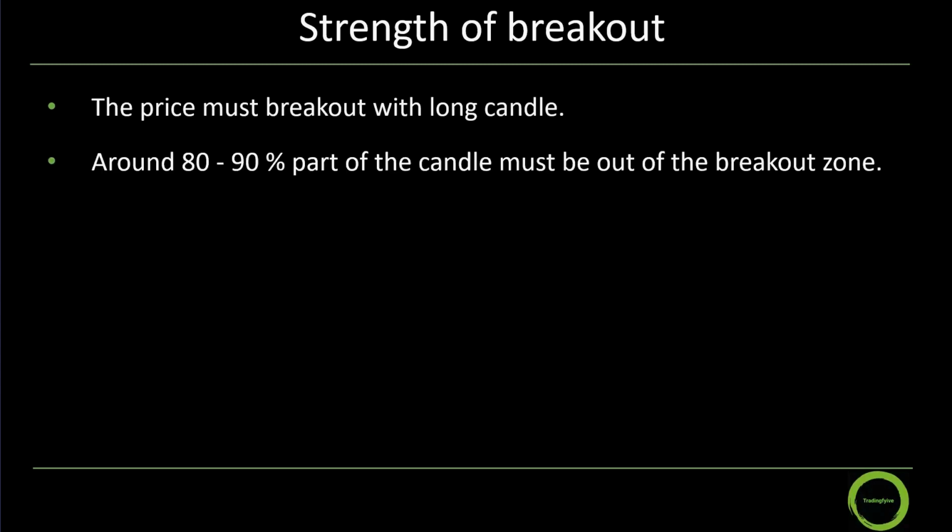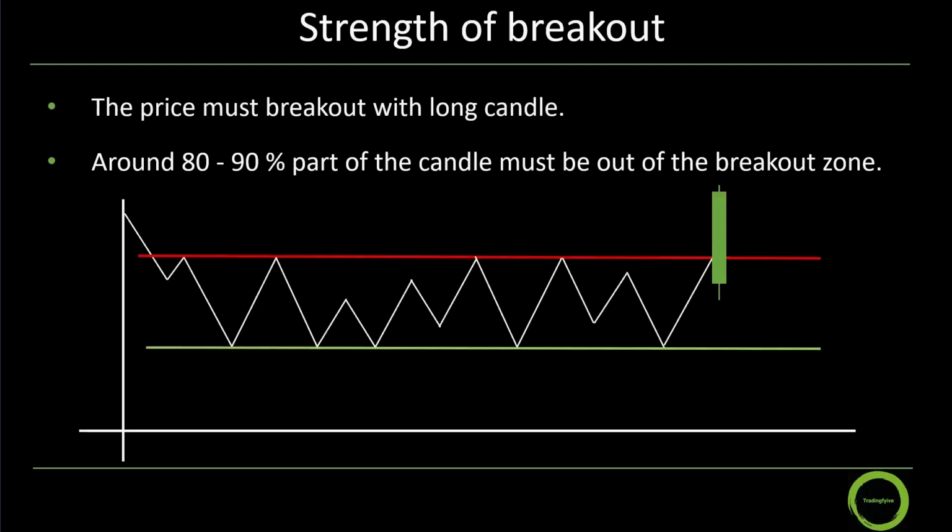The second rule is that around 80 to 90% of the candle must be out of the breakout zone. Yes, it is compulsory that most of the candle should be out of the breakout zone. That means out of the box, which looks just like this. You see this breakout candle. It is satisfying both of the rules. Is the candle a long candle? Yes. And you see most of the candle is out of the breakout zone. So a breakout with such a candle may be strong.